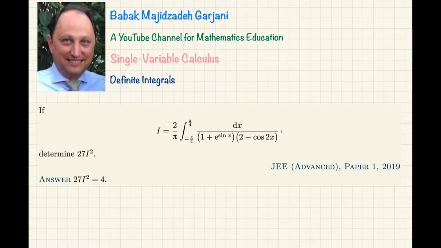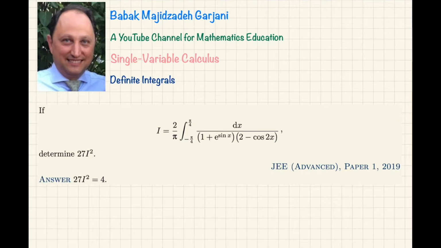Hi, this is Babak. In this video I'm going to solve the following problem for you. If I equals 2 over pi multiplied by this definite integral, determine the value of 27 times I squared.